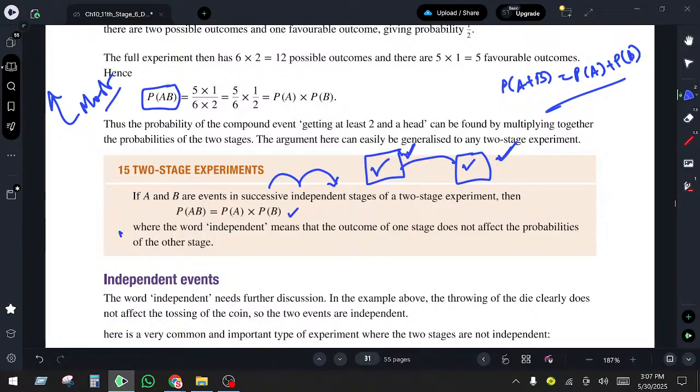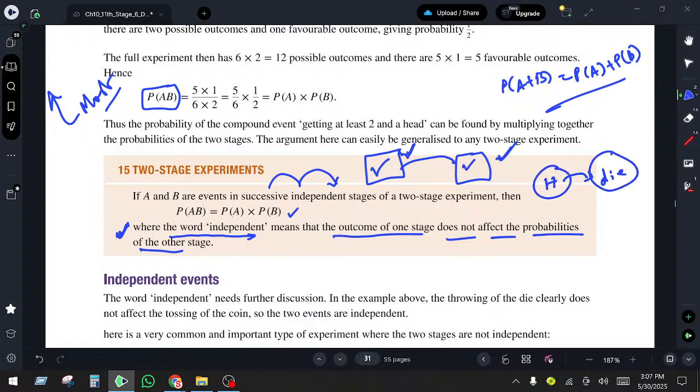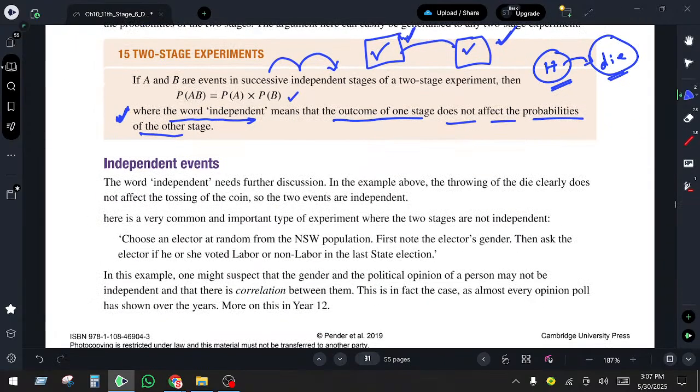See here, can you read? The word independent means that the outcome of one stage does not affect the probabilities of the other stage. हाँ, अब पहला हेड आया, दूसरा आपने डाई थ्रो किया, इसका तो कोई लेना देना तो नहीं है ना, ये अलग है, ये भी अलग है। So these are independent events.